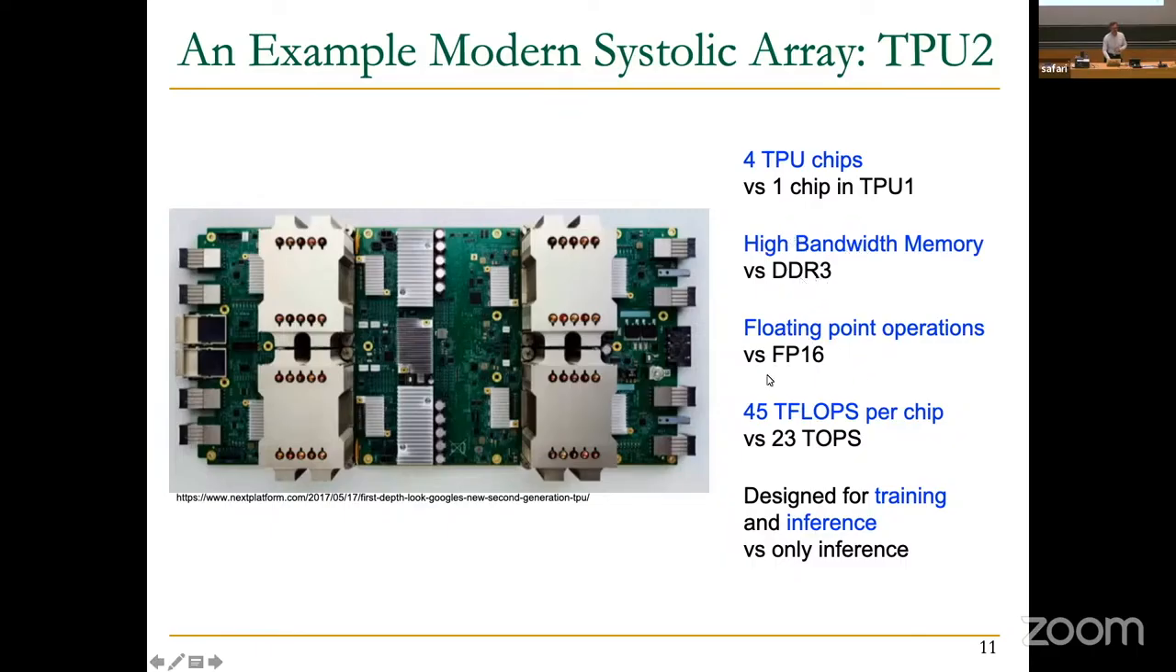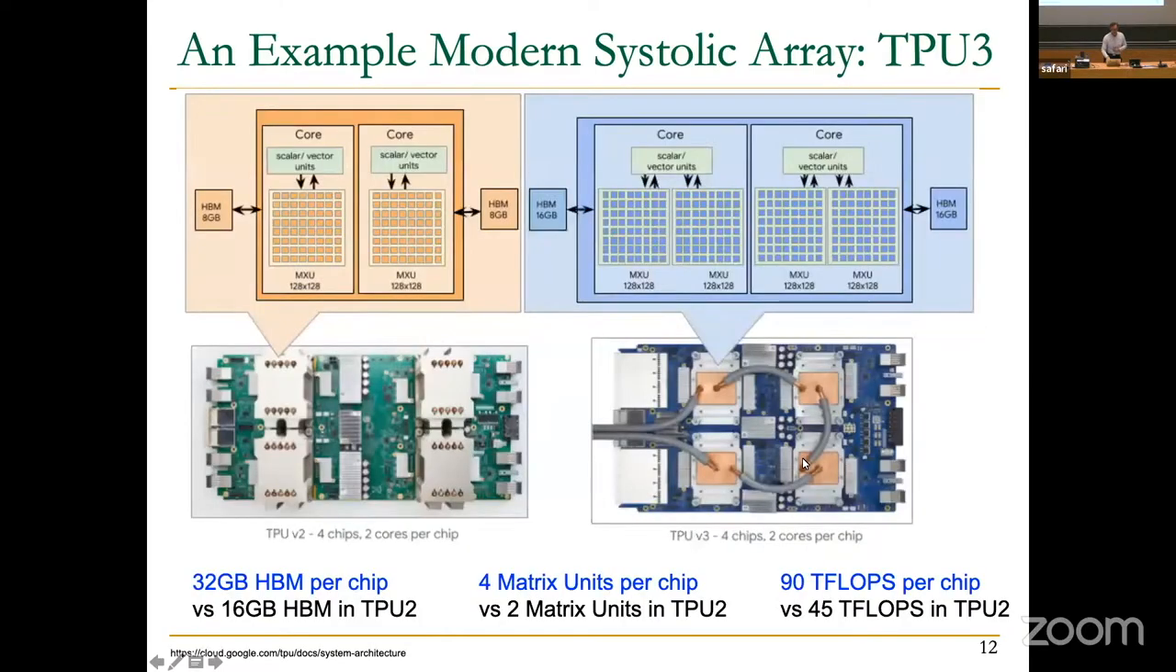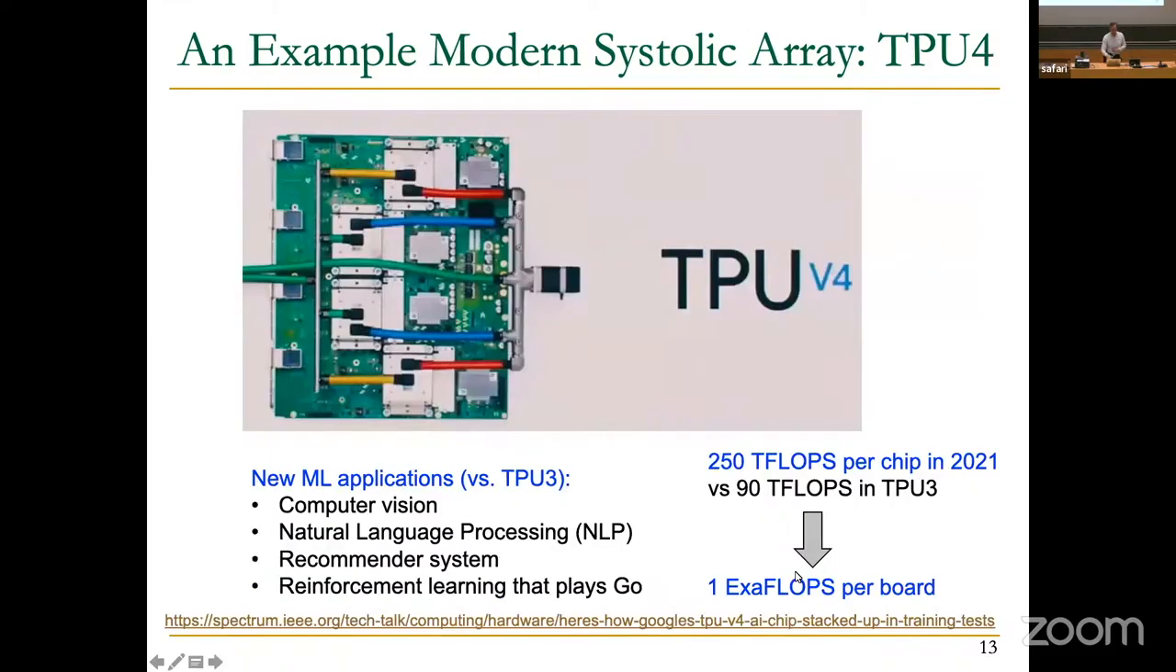As you can see, they actually add floating point operations and they increase the computational power. And then TPU3 has even higher bandwidth and larger memories, more matrix units, as you can see, not just 2 systolic arrays, but 4 systolic arrays now. And then the teraflops is increasing. And this is the latest one that they have exposed at least. And they're targeting many, many applications over here.